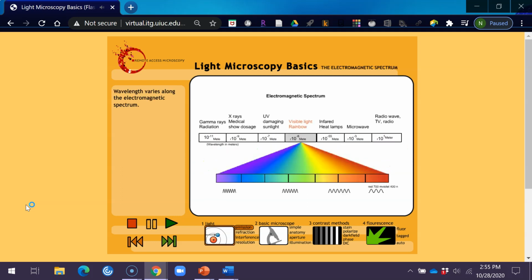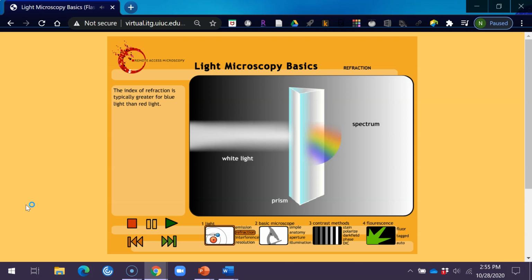The speed of light remains constant in a vacuum, but wavelength and frequency change along the electromagnetic spectrum. Light waves with shorter wavelengths have a higher frequency and higher energy. The speed of light is constant in a vacuum at 3 × 10^8 meters per second. The speed of light outside a vacuum depends on the refractive index of the material it is passing through.